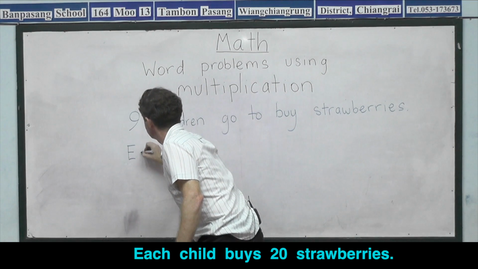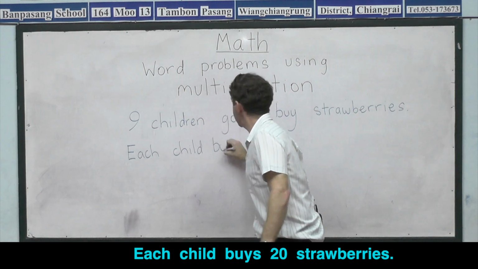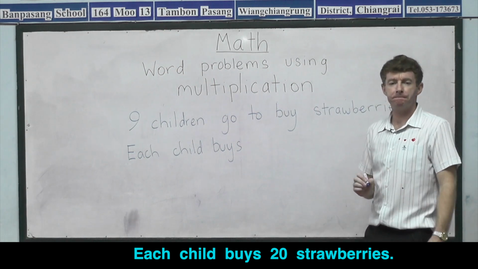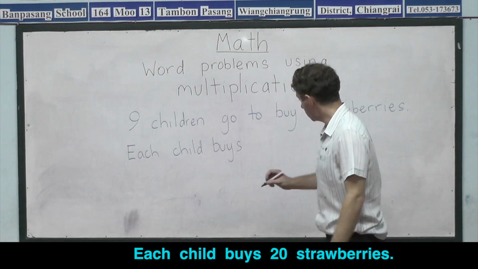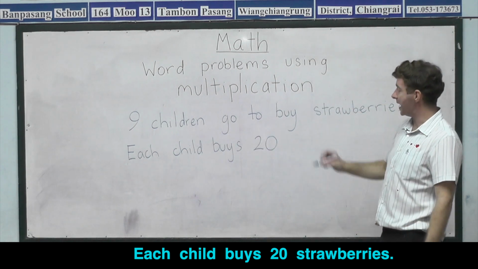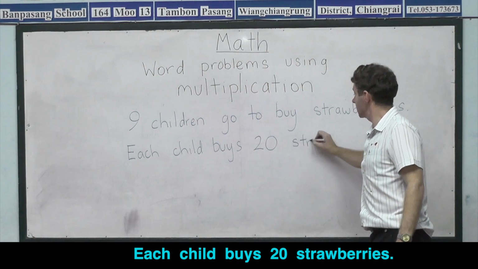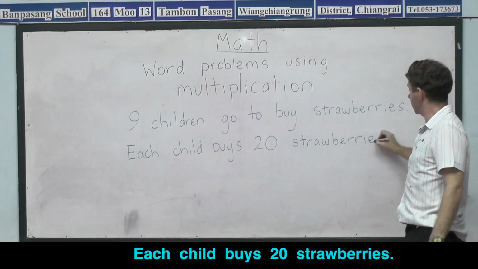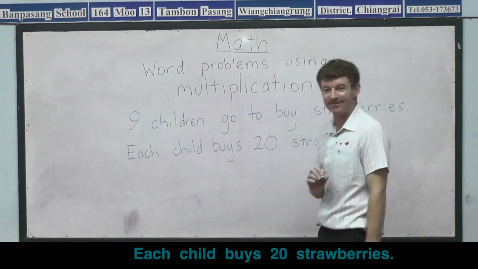Each child buys. How many strawberries do you buy? How many? 20. Okay, 20. Each child buys 20 strawberries. Excellent. So our question, can anybody guess the question?